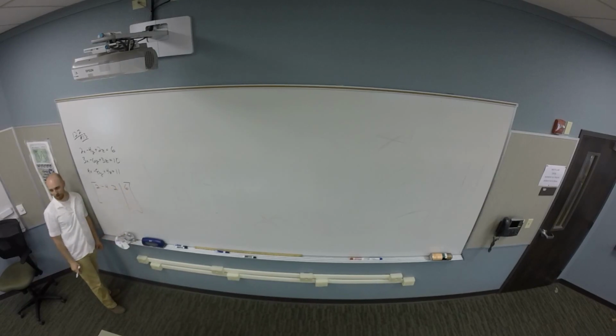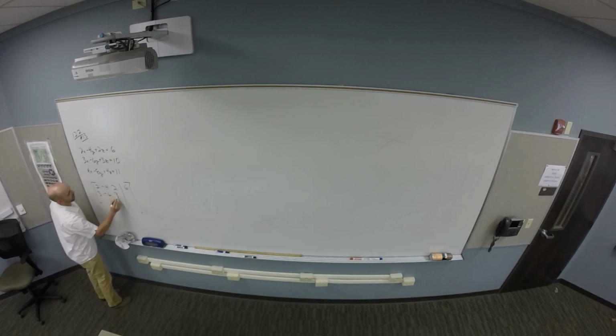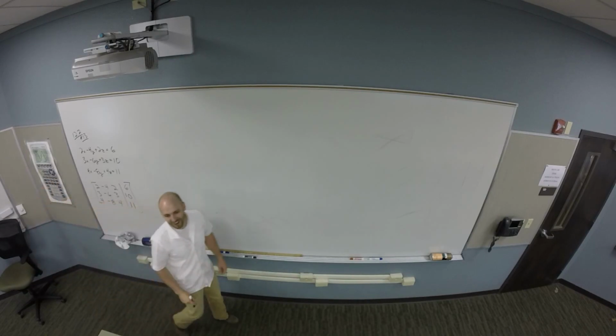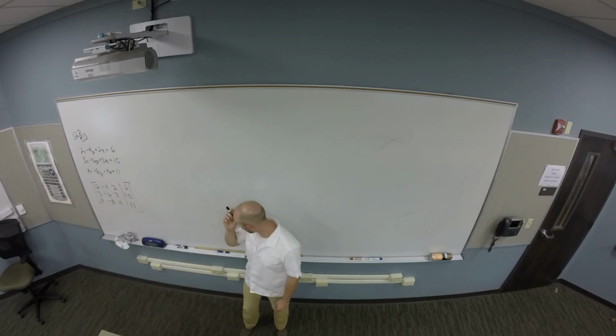Somebody else got the second row? 3, negative 6, 3, 10. Okay. Ryan? Last row? 4, negative 4, 4, 11. All right, so what are you noticing on it?